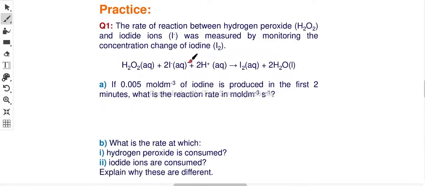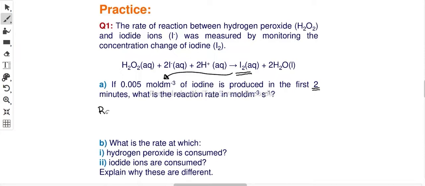I've got here a small practice question for the calculations part. Question 1. The rate of reaction between hydrogen peroxide and iodide ions was measured by monitoring the concentration change of iodine. If 0.05 mole per decimeter cube of iodine is produced in the first 2 minutes. So iodine is my product. According to the question, 0.05 mole of iodine is produced within the first 2 minutes, and I want to determine the rate in units of mole per decimeter cube second.